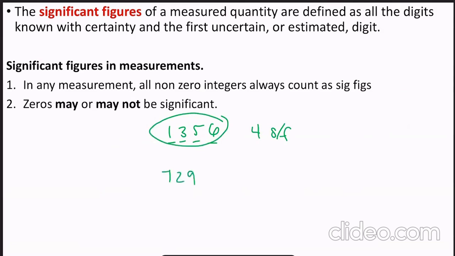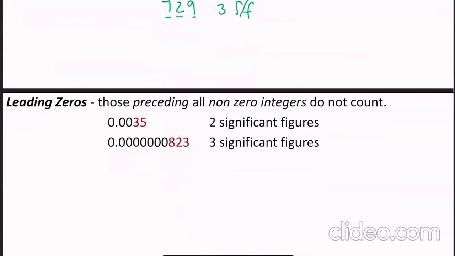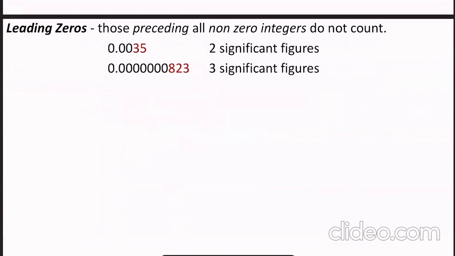How many significant figures here? 1, 2, 3. There's 3 significant figures. So non-zero numbers are always easy. It's the zeros that kind of give you a little trouble, right? Zeros are sometimes significant.